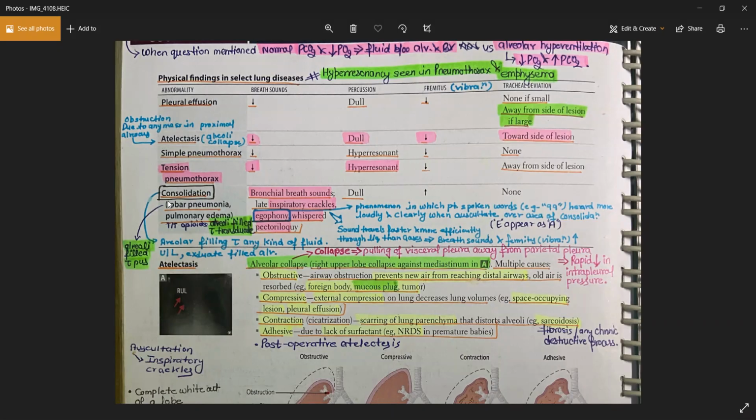So we'll discuss all of these conditions one by one now. But for examination purposes, all of these things will be performed. Any doubt, please ask.